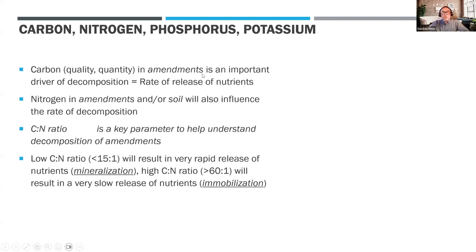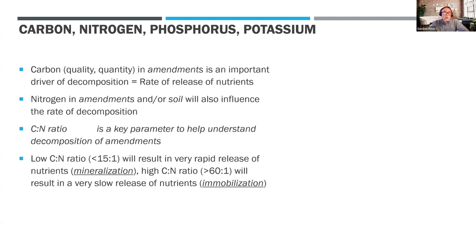And so when we're talking about management of chemistries, we're not just managing the chemistry inherent in the amendments, but we're managing the interaction of the chemistry in the amendments with respect to the chemistry in the microbiology in the soils. And so carbon is a big driver of that decomposition, and it controls, in most instances, the rate of release of the chemistry or of nutrients.